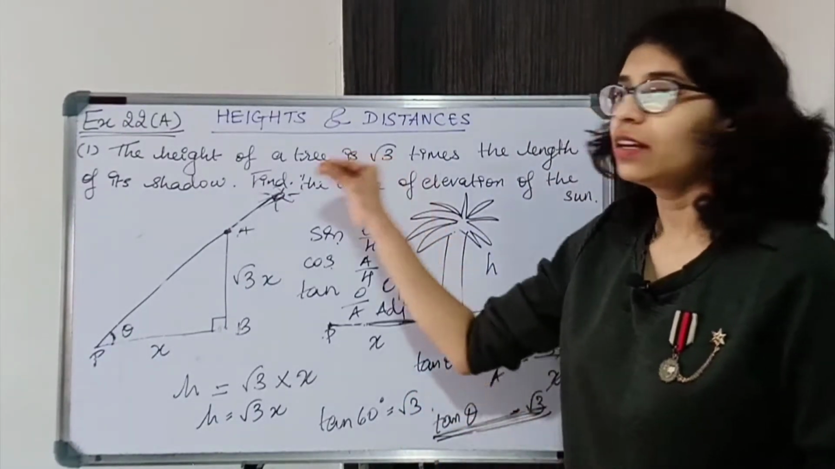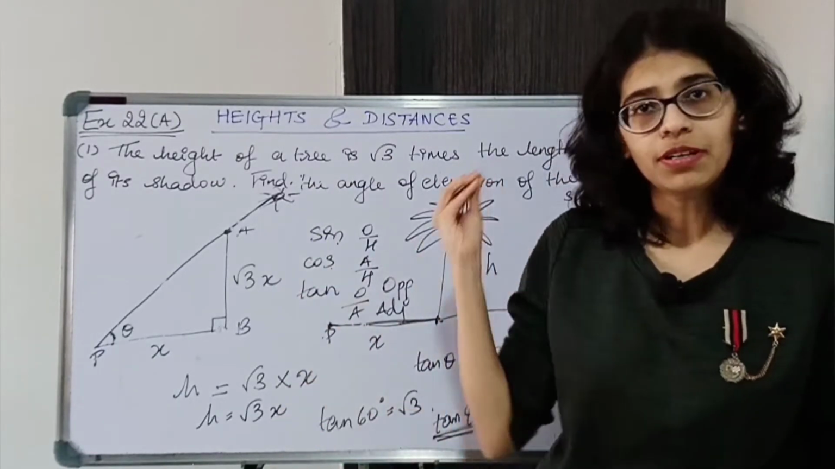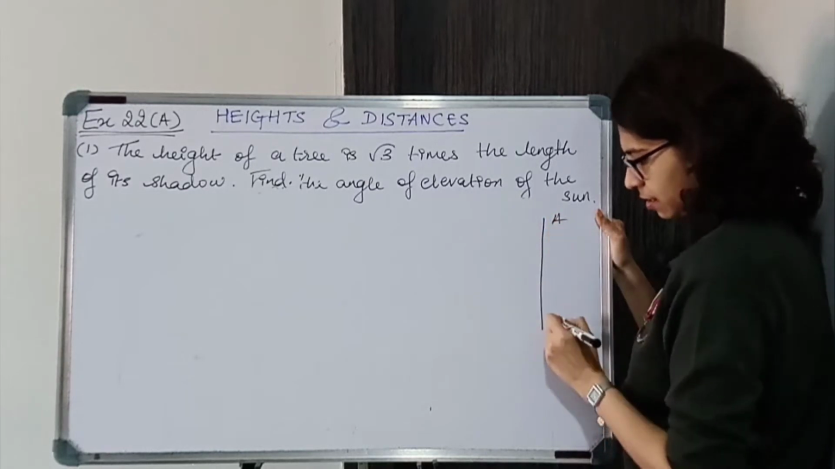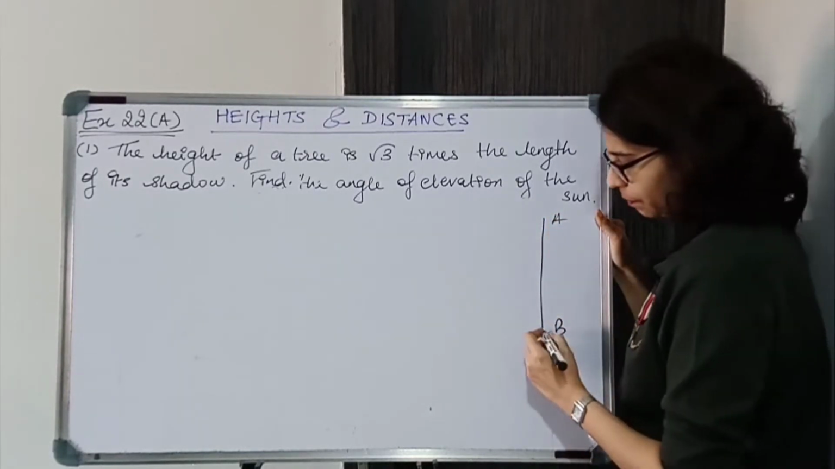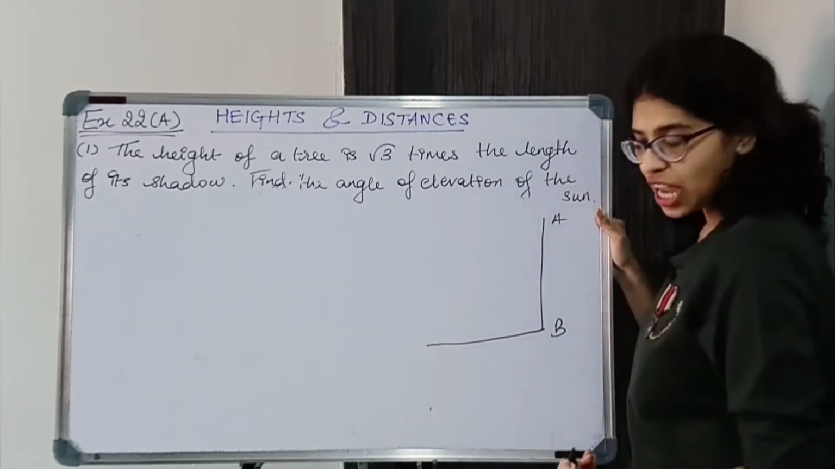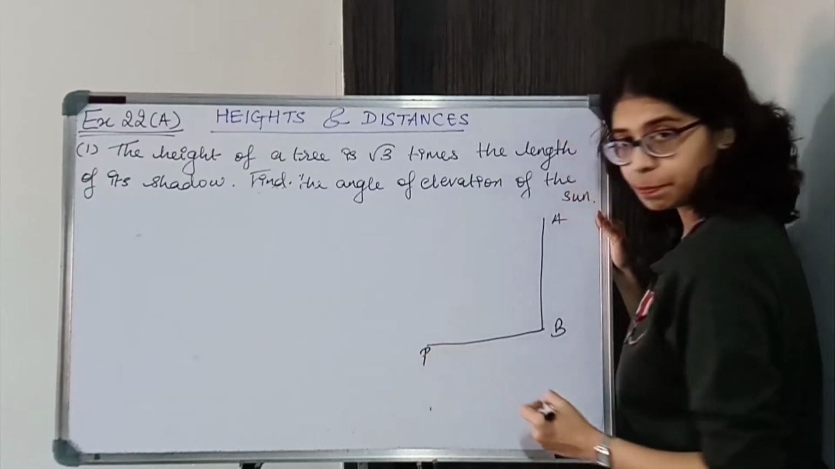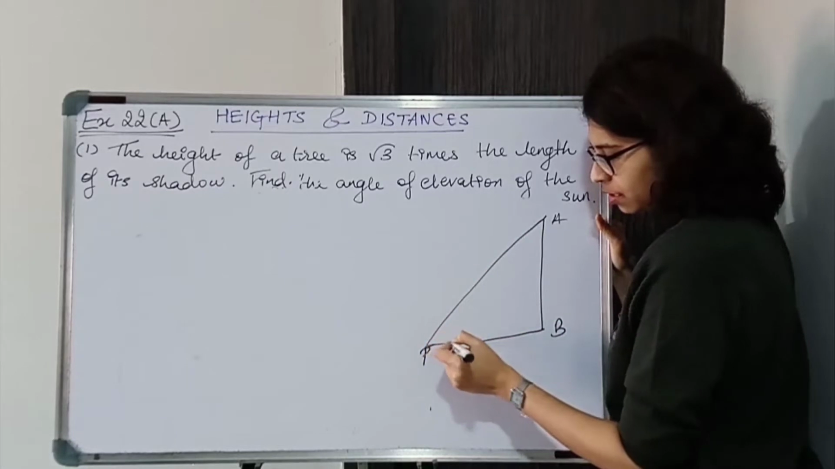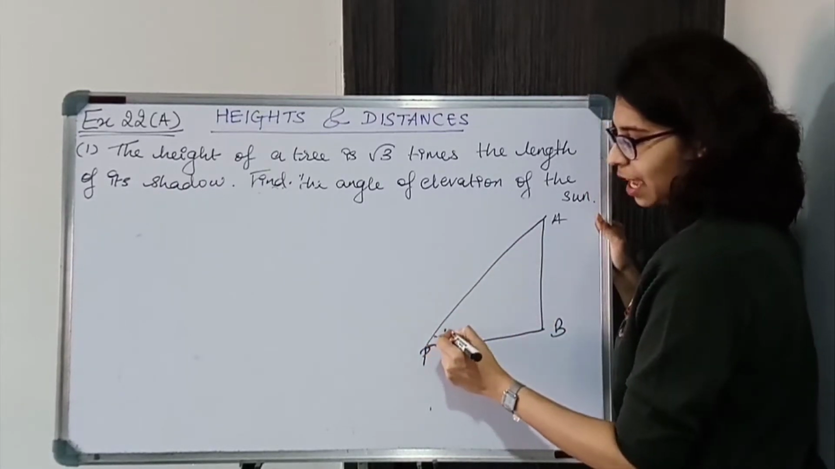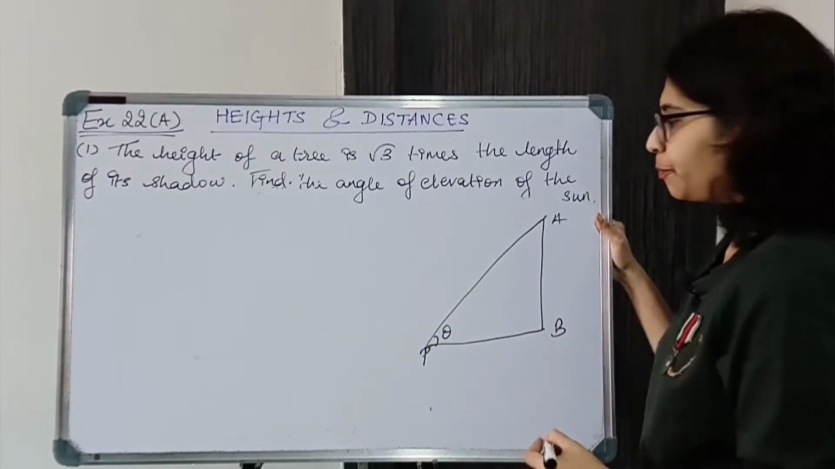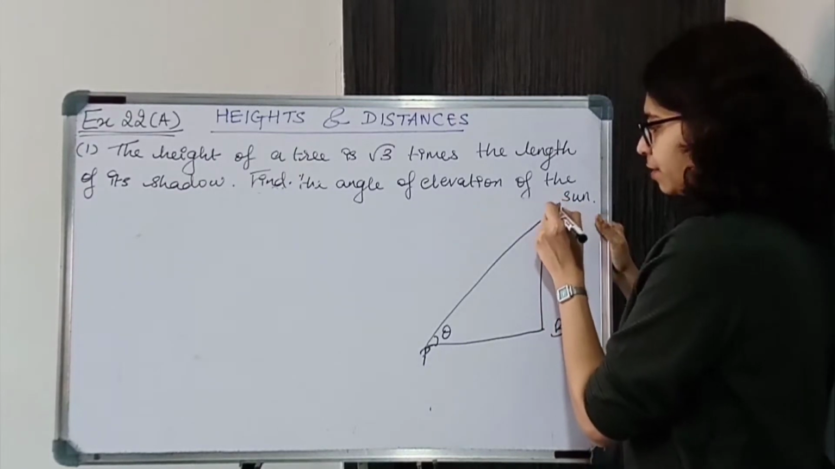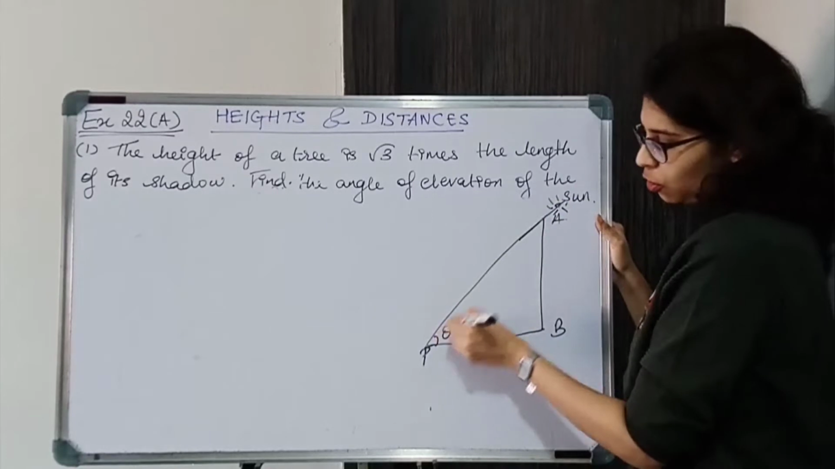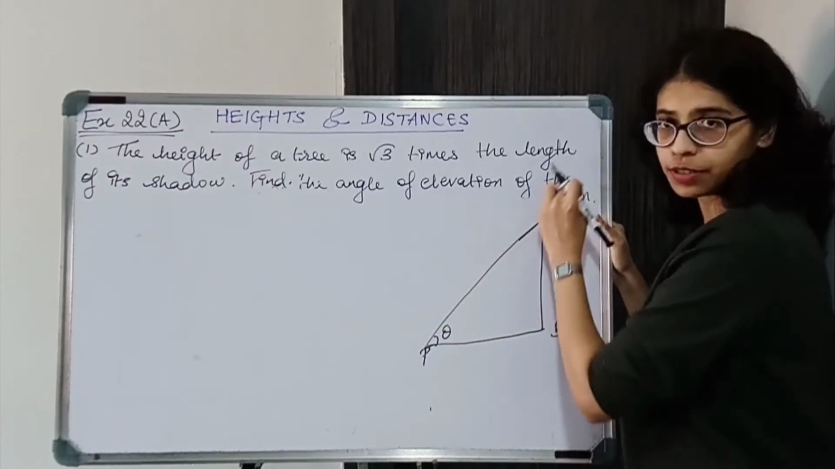Now let us write down the answer with proper statements. So there is this tree AB, there is its shadow BP, and APB is the angle of elevation theta. And there is the sun over here along the line of sight. Along the line of sight anywhere you can draw over here.